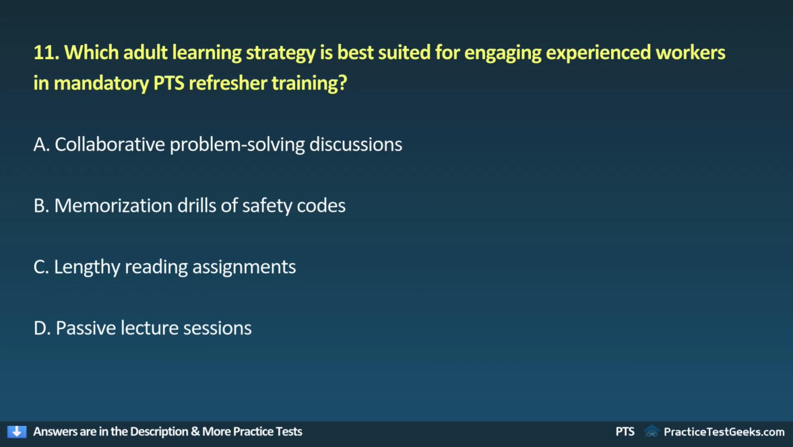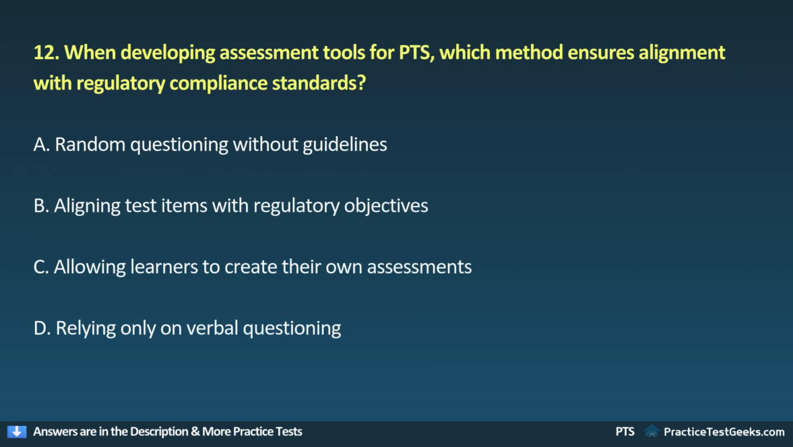11. Which adult learning strategy is best suited for engaging experienced workers in mandatory PTS refresher training? A. Collaborative problem-solving discussions. B. Memorization drills of safety codes. C. Lengthy reading assignments. D. Passive lecture sessions.